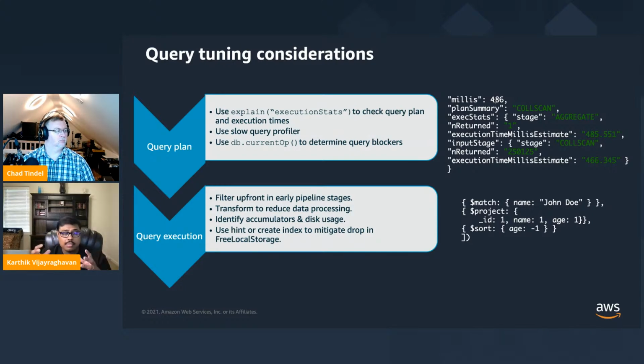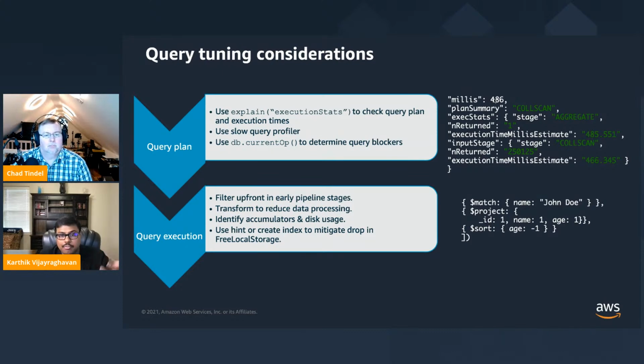And this becomes important to understand, especially when you are using larger documents, because then there will be spillover to disk. Reducing these documents upfront, especially larger documents, certainly helps so that you can get these operations done in memory. And how do you know if the $sort or the $group accumulator is using disk or memory? You will see a metric called FreeLocalStorage drop when the disk is used by the queries.